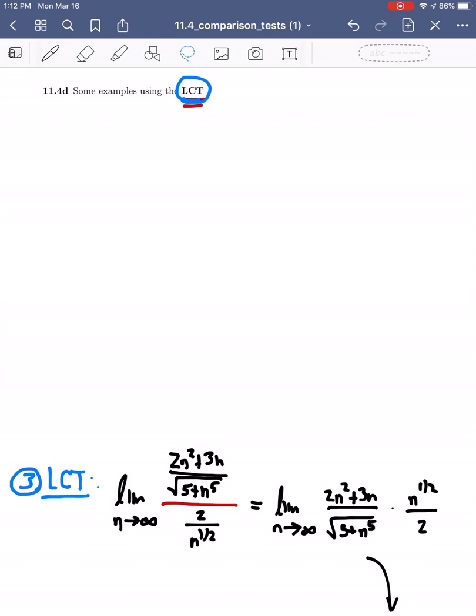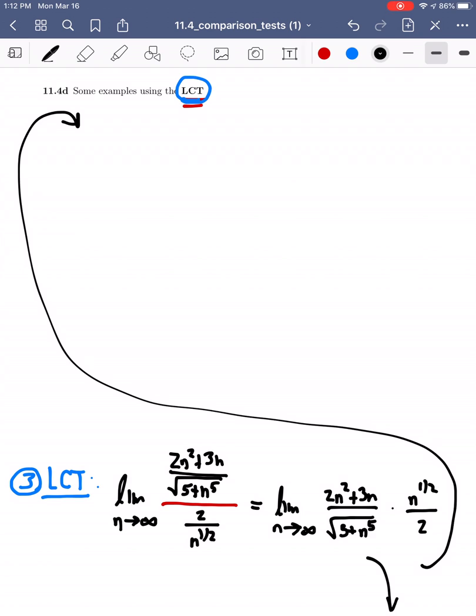Sorry, we are going to go upwards. Hopefully this doesn't confuse you, to continue on with this limit. So, just doing out a bit of algebra. This is now the limit as n goes to infinity. We can multiply the product of the numerators together. So this is now 2n to the 5/2 plus 3n to the 3/2, and that's all over 2 times the square root of 5 plus n to the 5th.